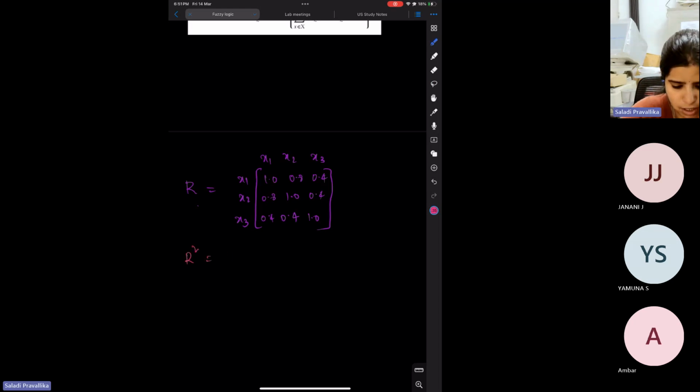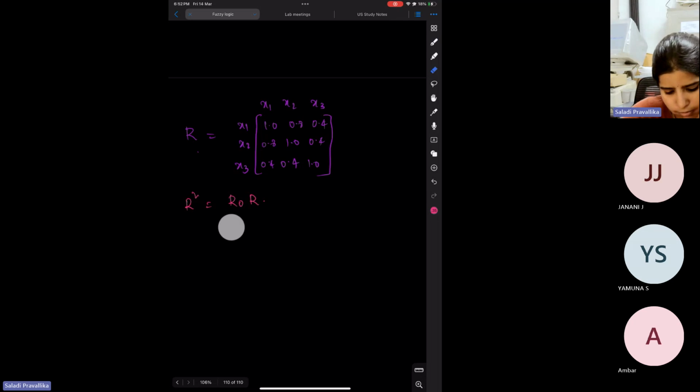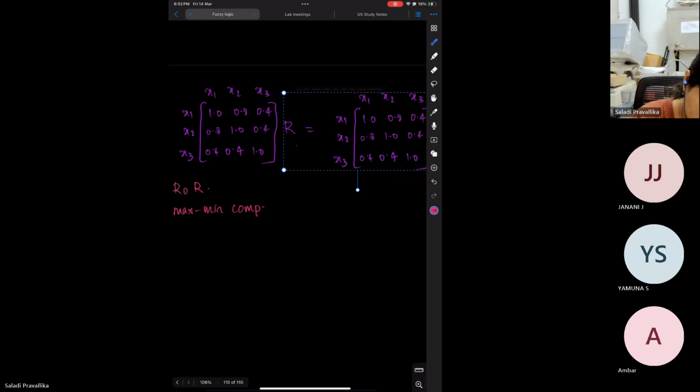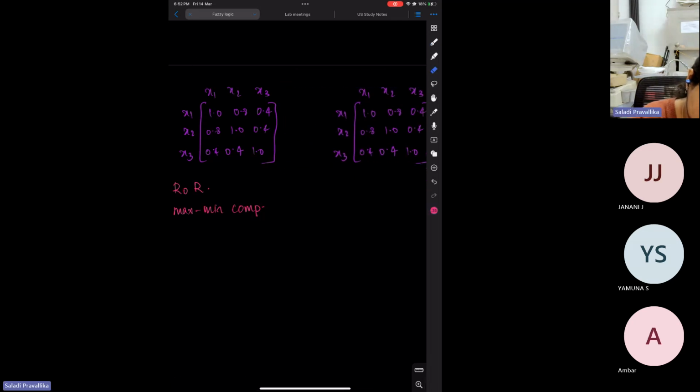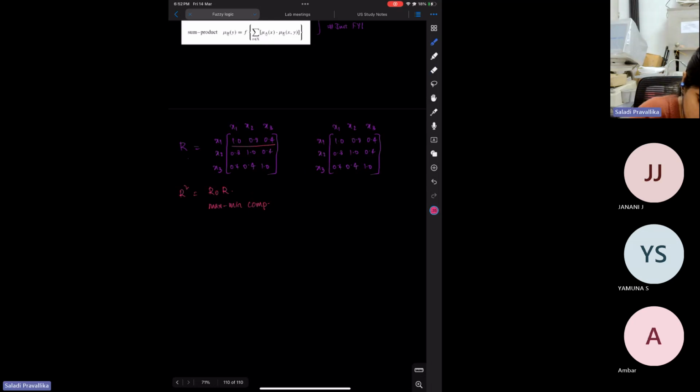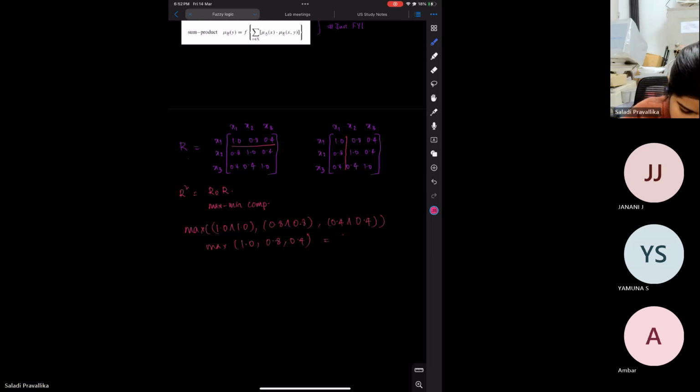Okay, so for R square, it is R o R. Let us take maximum composition. That is the easiest. So we take this, so it is max of 1 intersection 1, comma, 0.8 intersection 0.8, comma, 0.4 intersection 0.4. So max of 1, 0.8, 0.4, which is equal to 1. So that is for the first element.